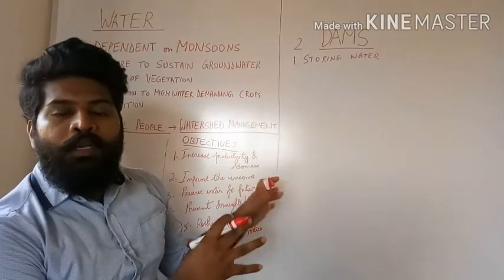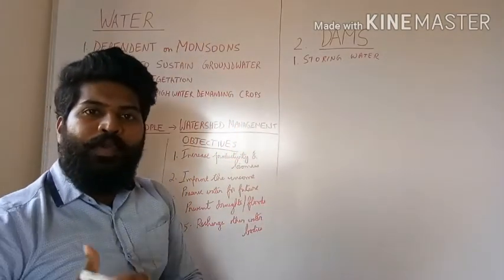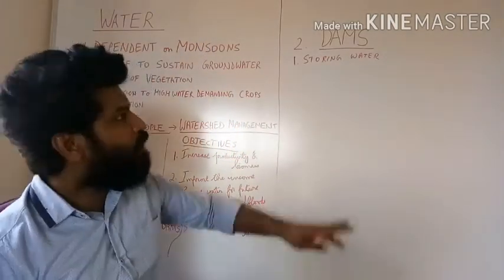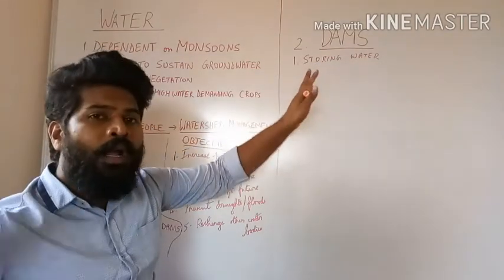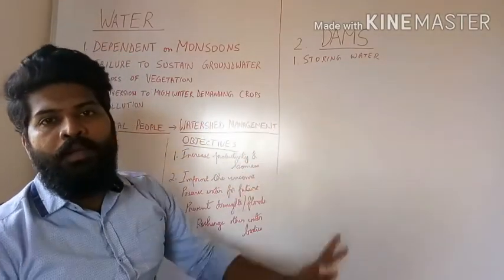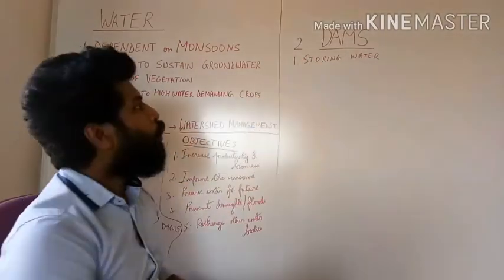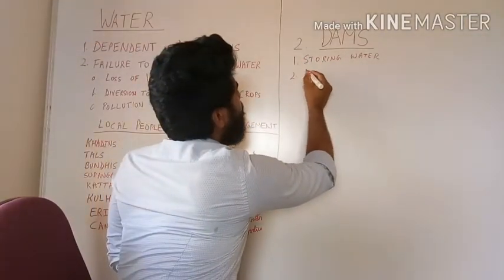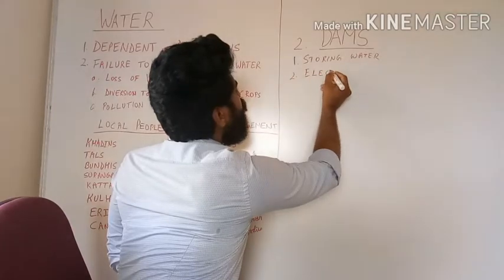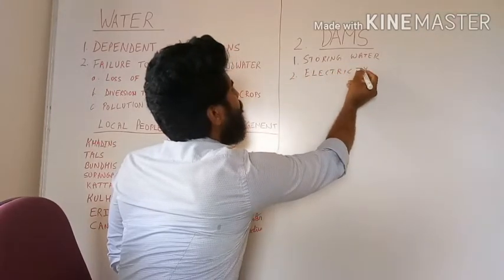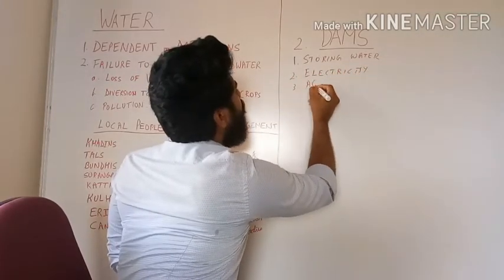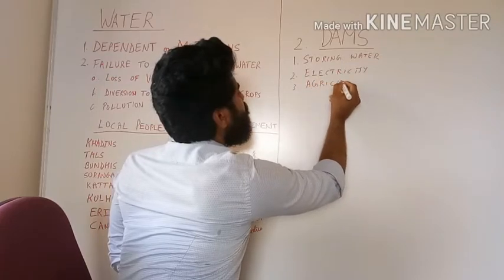All the water that is wasted, that has run off, this could be collected and stored in a large area. So this can be used later. Not only that, the stored water can be used to generate electricity and for agricultural purposes.